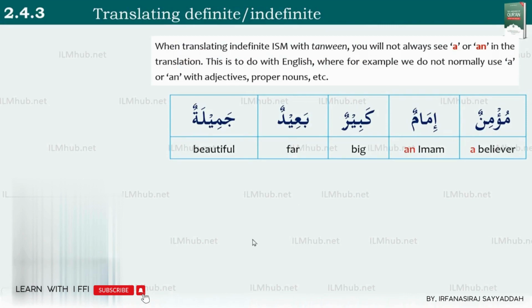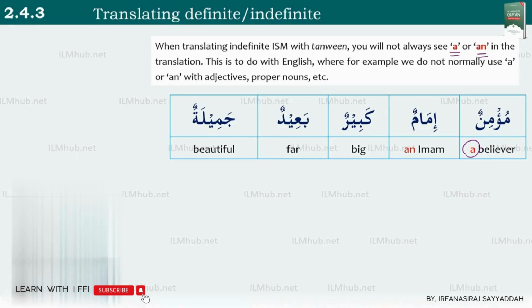A lot of people are under the impression, maybe from what they heard or read somewhere, that tanween is a sign of indefinite, i.e. tanween means a or an. Technically, in some cases this is true, but this is not the case. The use of a and an in English really is dependent upon the rules of the English language and has nothing to do with tanween or Arabic. For example, look here, I'm saying mu'minun means a believer. So I will use a here in English. I could say believer, but a believer is more accurate in English.